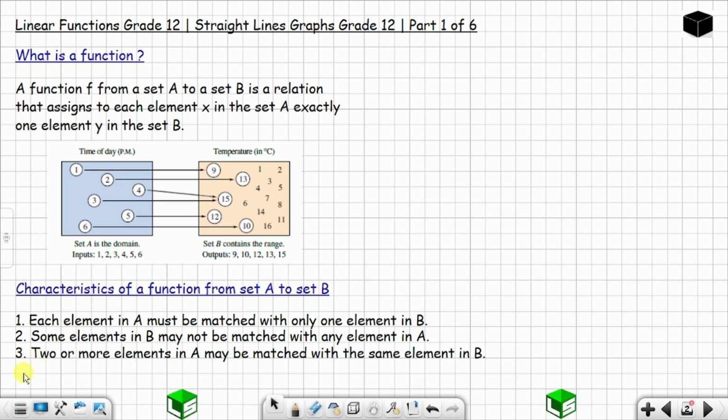And the fourth and last characteristic: an element in A cannot be matched with two different elements in B. For example, you have this element matching up with two different elements in B, like 1 with 9 and again 1 with 13. No, it is only matching up with one element only. So these are the characteristics of a function you have to look for if you want to identify a function.